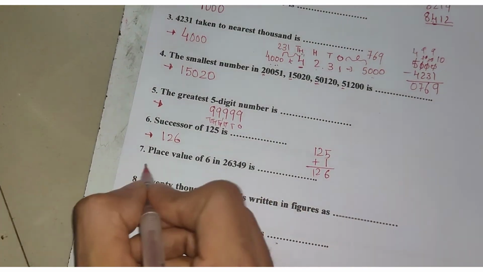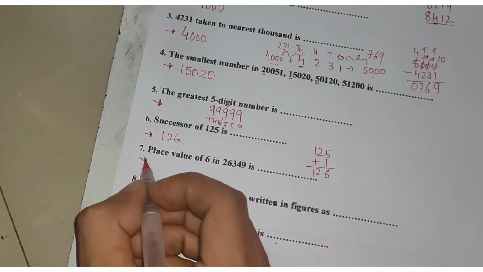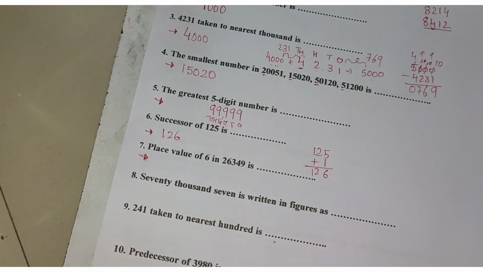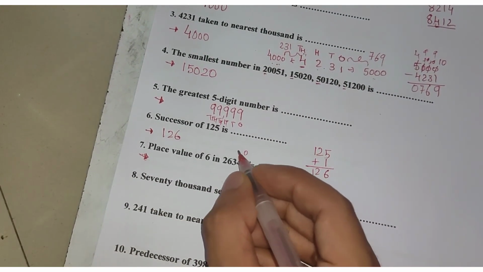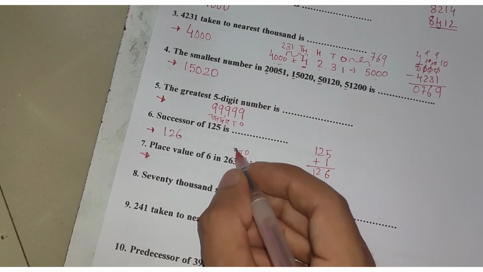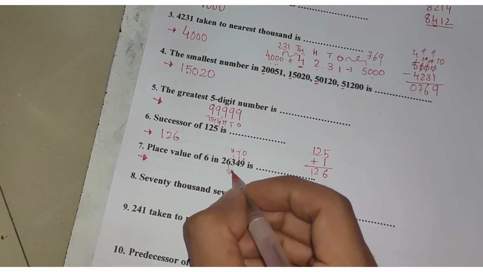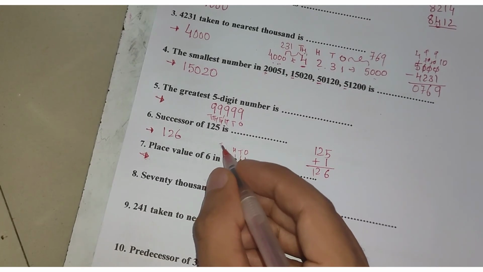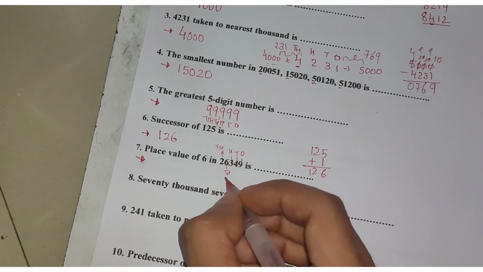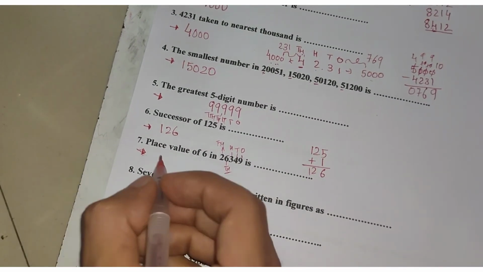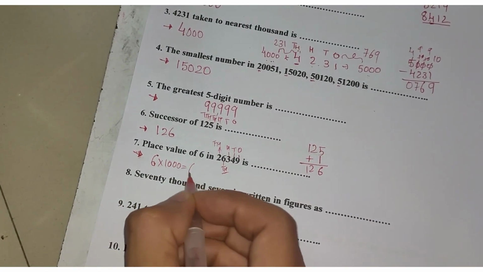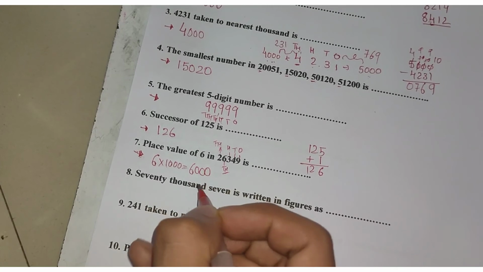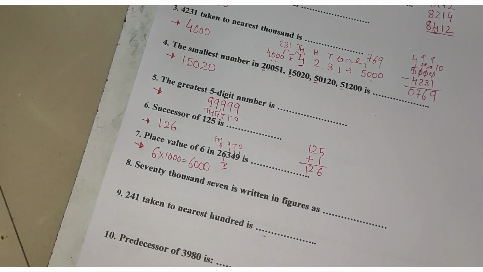Place value of 6 in 26,349. Okay, let us count. This is ones, this is tens, this is 100, this is 1000 and this is 10,000. So 6 is at the thousands place. It means 6 into 1000. So the place value of 6 is 6,000.